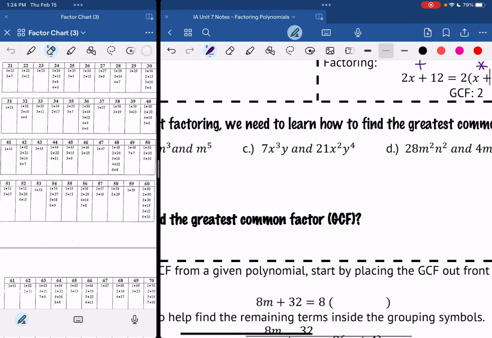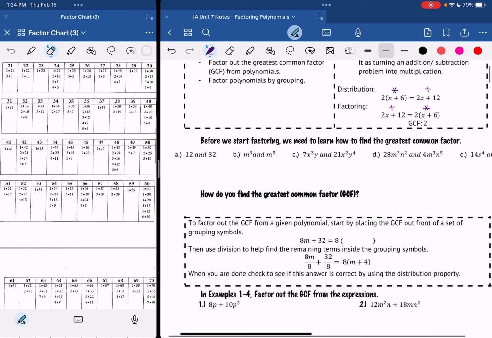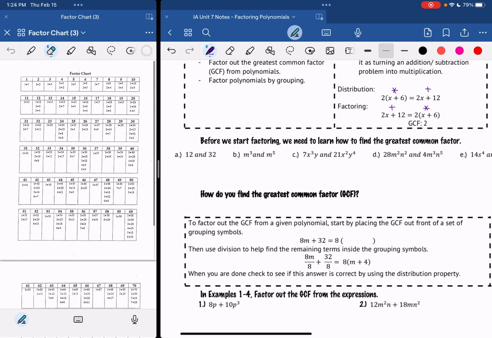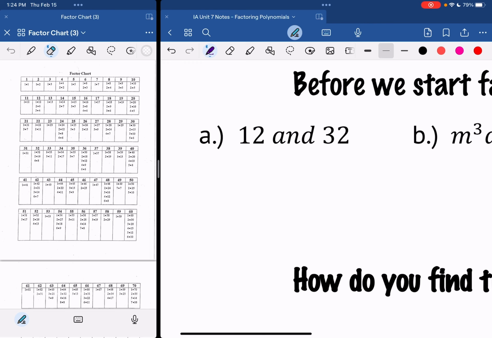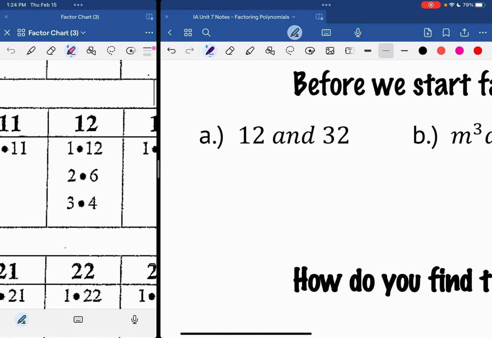So let's first start with figuring out what a greatest common factor is. I have a little factor chart here, so that's why I have my screen split into two parts. On this first part, 12 and 32. Everyone should have a factor chart. If we look at 12, here are the factors of 12. We have 1 and 12, 2 times 6, and 3 times 4. Those are the numbers that we multiply to get 12.